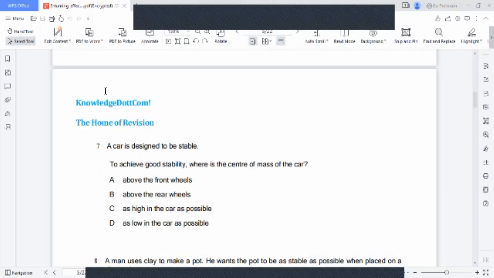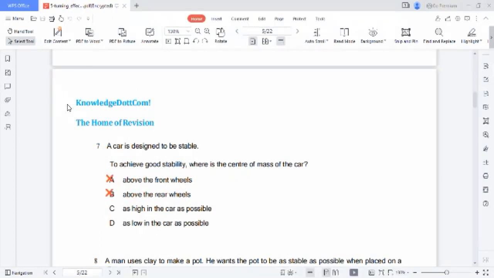Okay, to achieve good stability, where is the center of mass? The center of mass should be as low as possible. Above the front wheel? Oh no. Above the rear wheel? That's also not possible. As high as possible? That's totally wrong. As low in the car as possible? Yes, that looks fine, because the lower it is, the more stable the car would be.